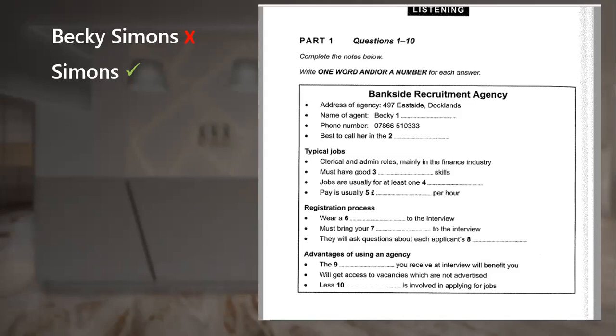Now, if you look at the answer Simons, it's somebody's name, right? So it's a proper noun. Proper nouns are supposed to start with a capital letter. So this is rule number 2. Proper nouns should start with a capital letter. By proper nouns, we mean special names of people, places, or things. So they should all start with a capital letter. So Simons is somebody's name, is a proper noun, should start with a capital letter. If you write it like this, you're going to get a 0. Why? Because it's starting with a small letter.